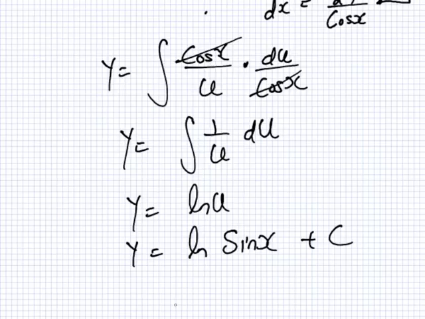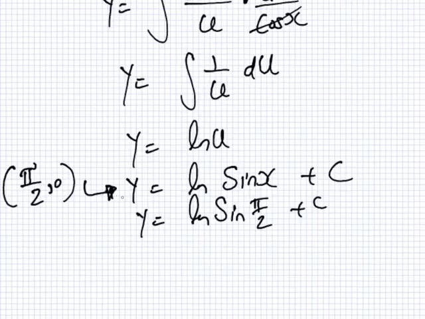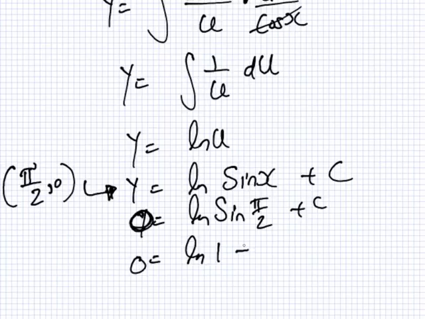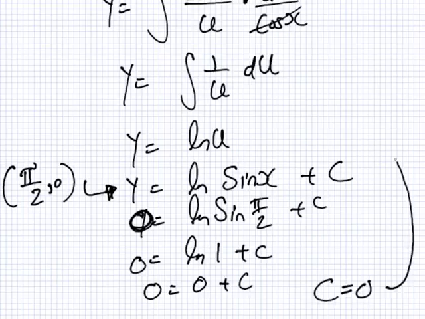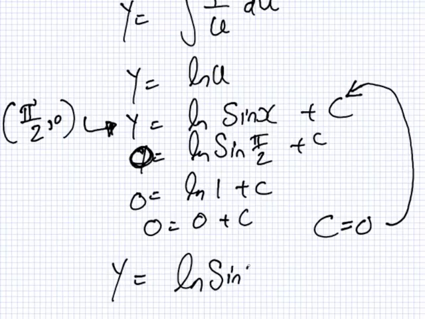How can we find c? We use a point. In the question I said the point was pi over 2 and 0. So if I pop that in, I get y equals log sin pi over 2 plus c. Sorry, the y is 0. So 0 equals log 1 plus c, 0 equals 0 plus c. So c equals 0. Pop that back in here, and we get y equals log of sin x. That's the answer.